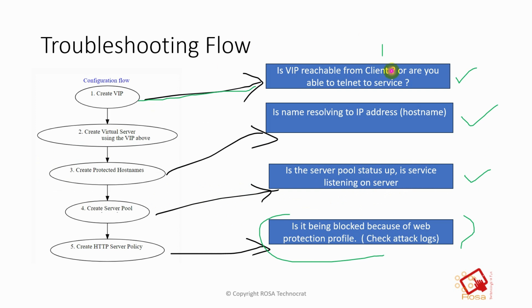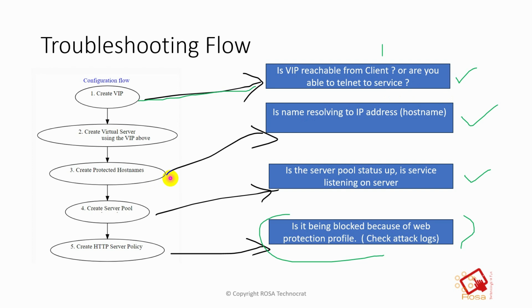So this is a basic troubleshooting flow, in comparison to the configuration flow. As we have created a VIP, we should check if the VIP is reachable from the client, or whether you are able to telnet to the server.